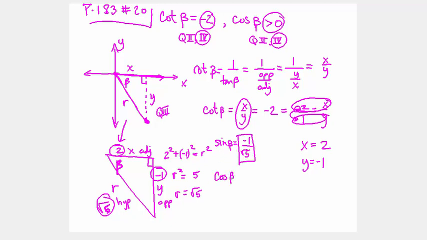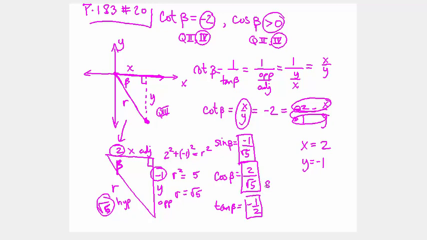The cosine of beta would be adjacent over hypotenuse. Adjacent is labeled as 2. The hypotenuse is root 5. The tangent, of course, that's 1 over cotangent, which we already have above. So we'll say the tangent of beta would be -1/2.